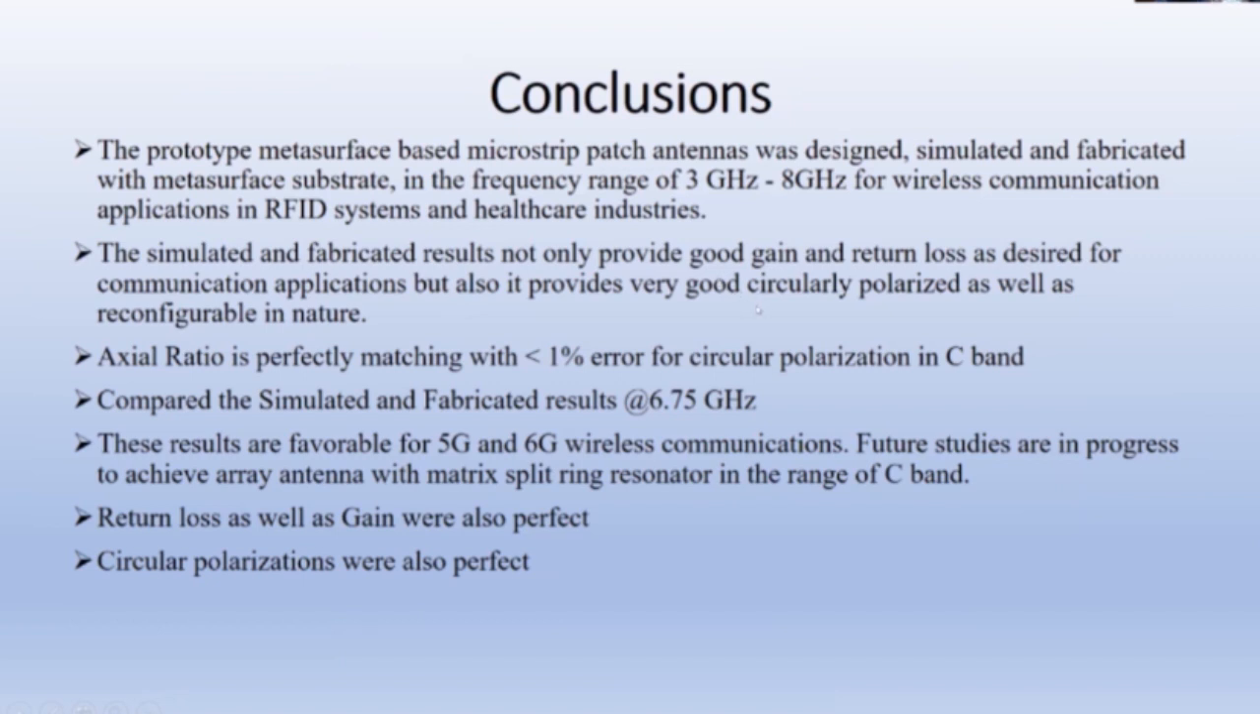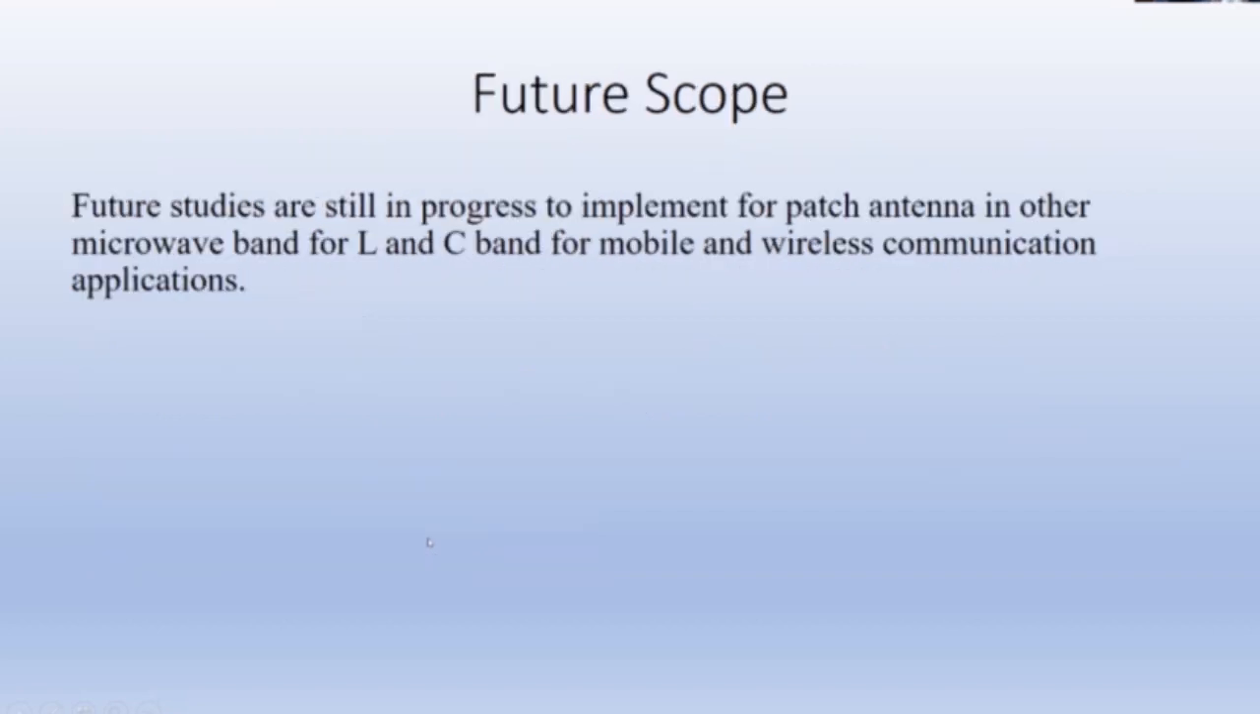I am getting minus 14 dB and minus 40 dB, so this is very good return loss and very good gain. And the axial ratio is perfect, it is showing circular polarization in C band, and compared and simulated results agree at the 6.75 gigahertz frequency. So the circular polarization is perfect, return loss is perfect. And the future scope is still in progress.